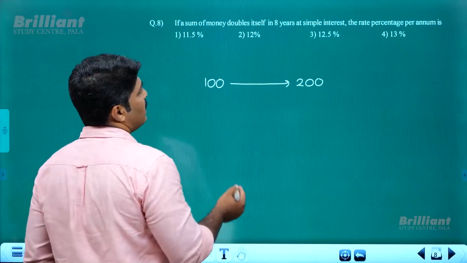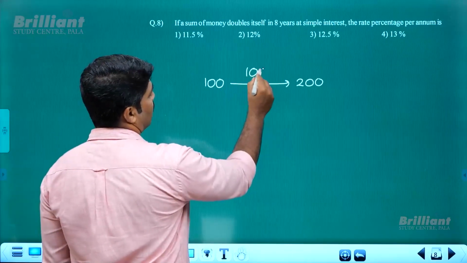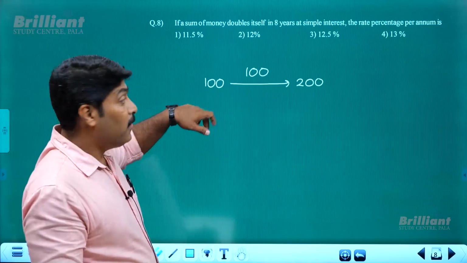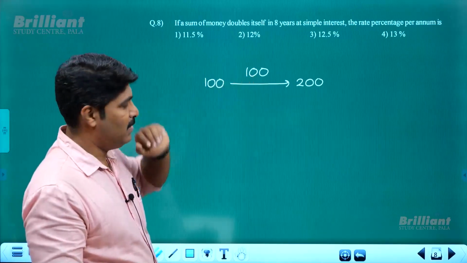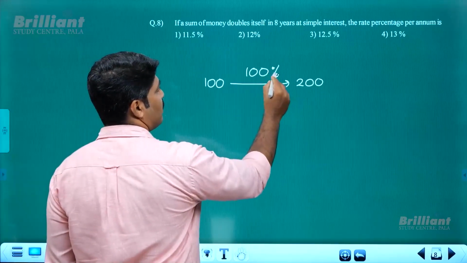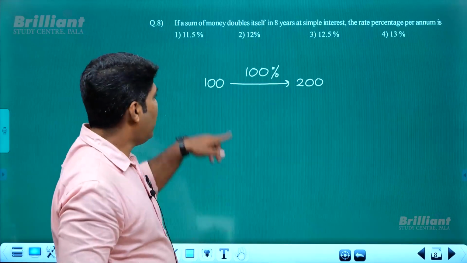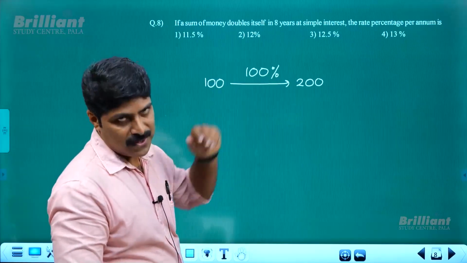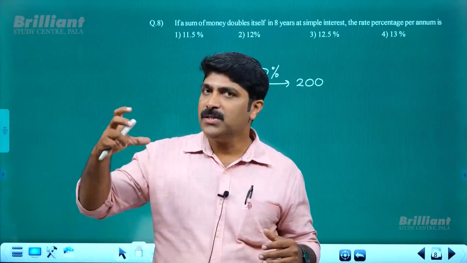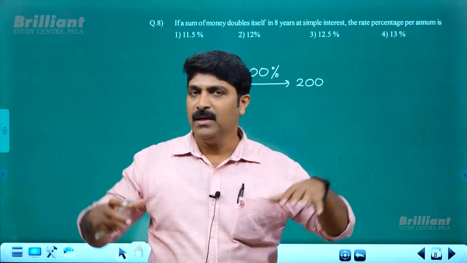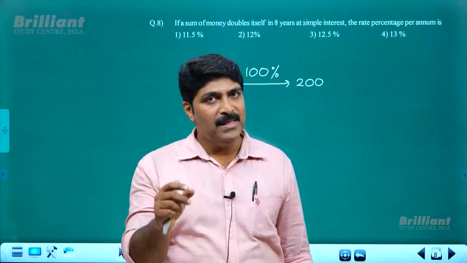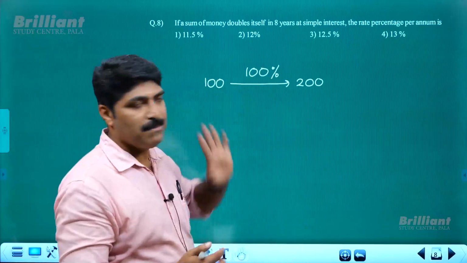So what is the increase here? It's increased by rupees 100. So your investment is 100, your interest is also 100. Means your net rate of interest is 100%. Why? Because your investment is equal to your interest. That means in such a situation, if the final amount is twice the principal, then the net rate of interest is 100%.